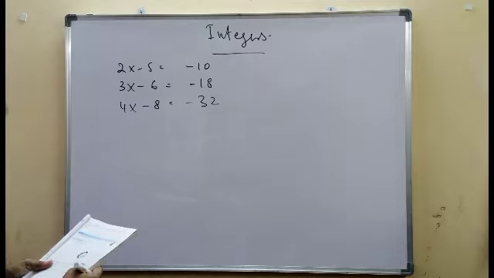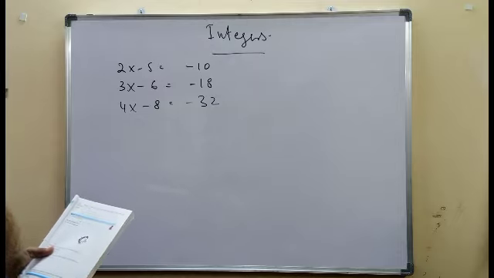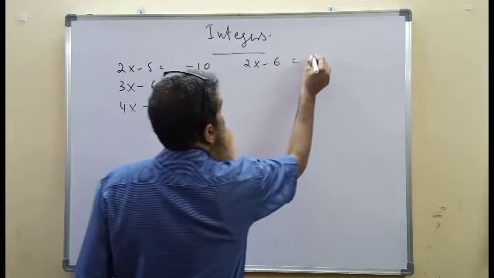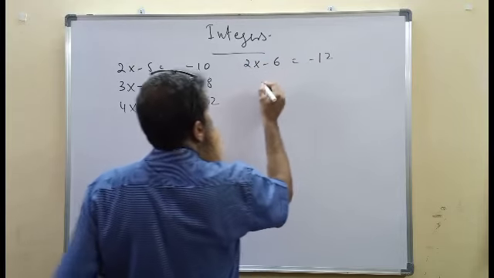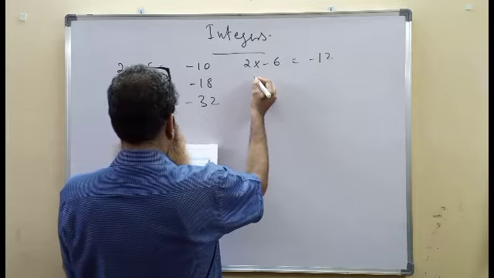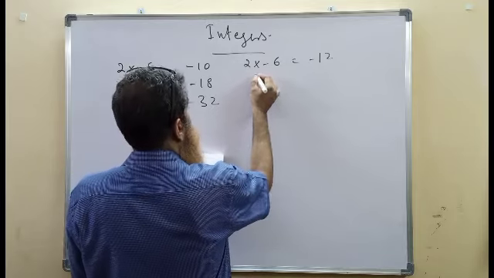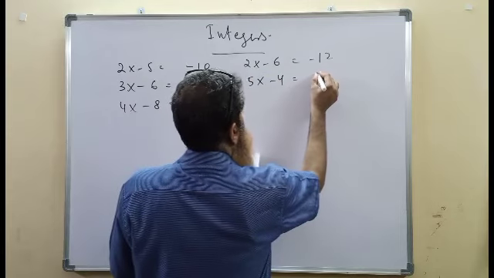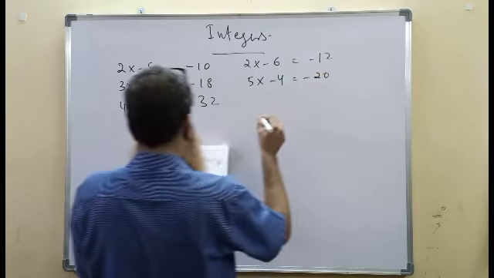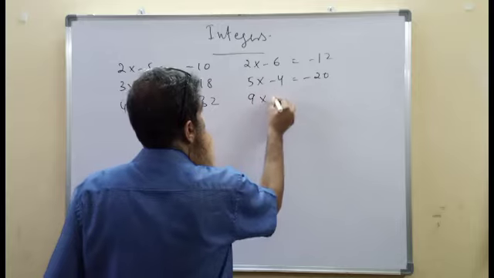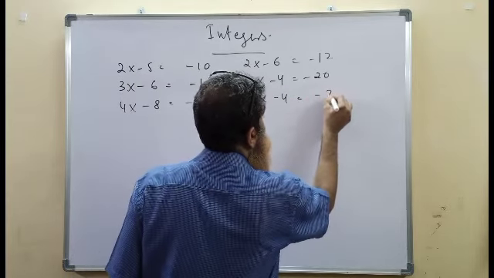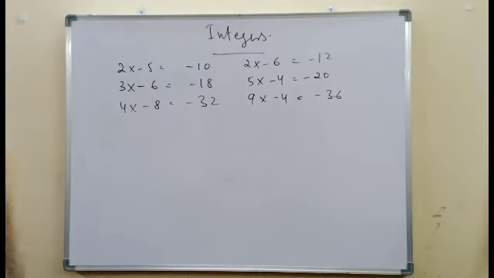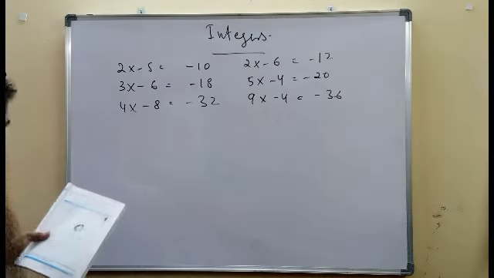Now do this on page number 7. Compute 2 into minus 6. 2 sixes are 12. Then this minus here, 2 into minus 6 is equal to minus 12. 5 into minus 4 is equal to minus 20. 9 into minus 4 is equal to minus 36. 4 nines are 36. We have a minus there at one number, so we get minus 36.